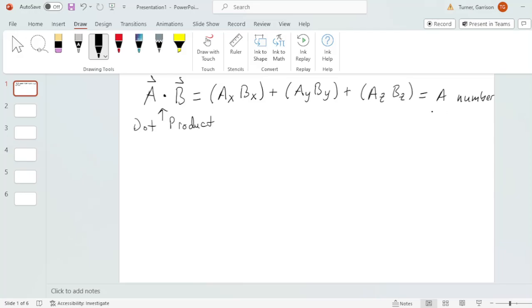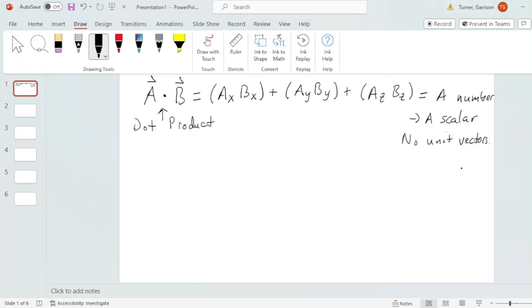And this is also a scalar. There are no unit vectors. There are still units associated with the dot product, but no unit vectors. So this is just how to compute the dot product.